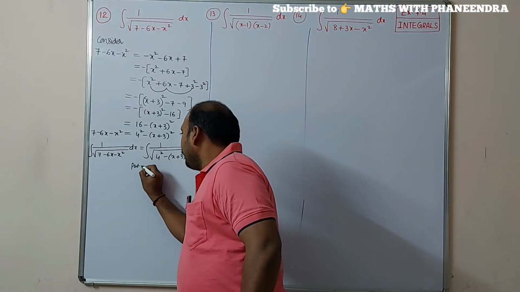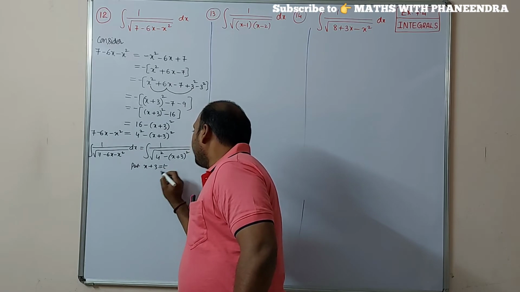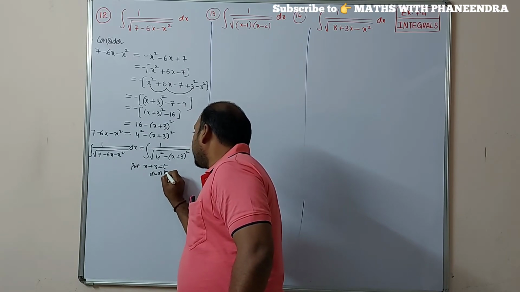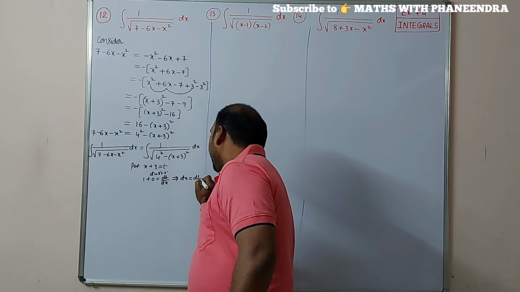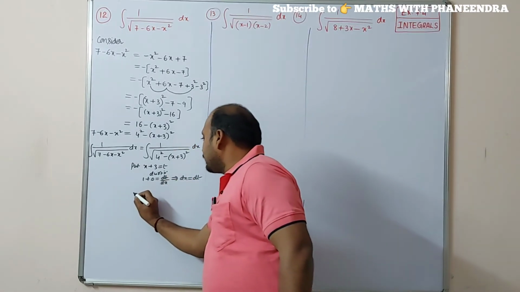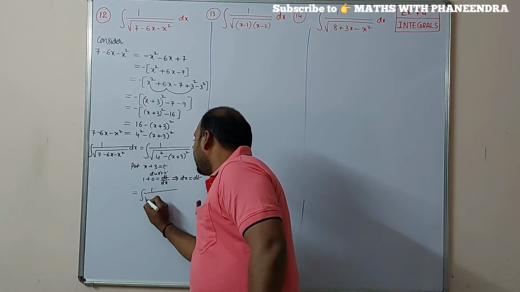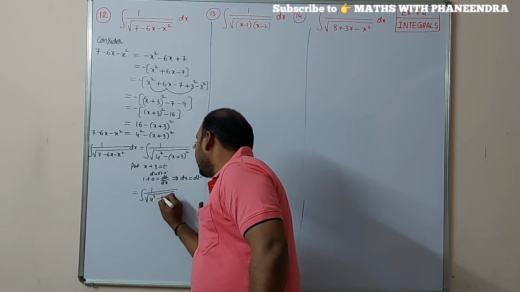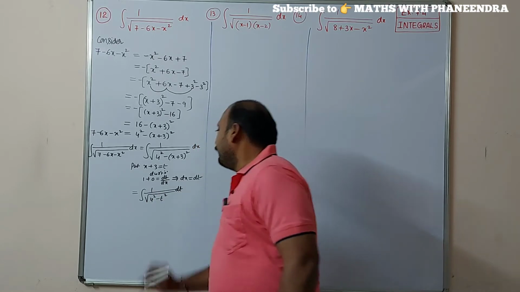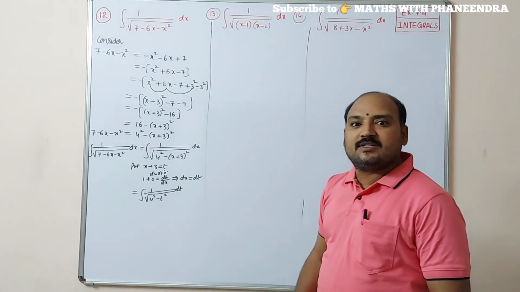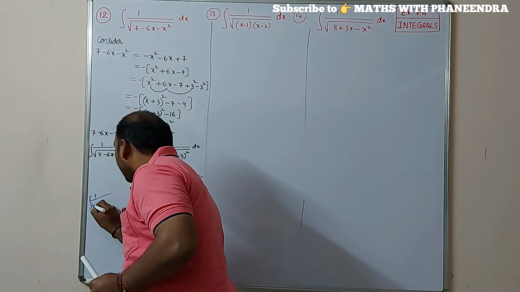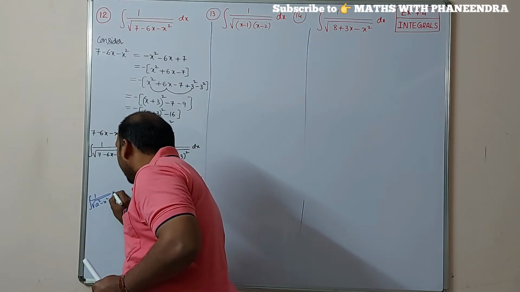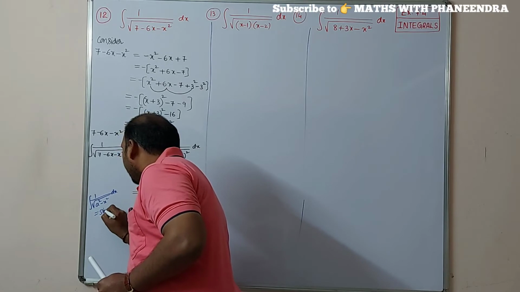Now put x plus 3 is equal to t, differentiate with respect to x. So 1 plus 0 is equal to dt by dx, cross multiply. So dx is equal to dt. So it becomes integral 1 by square root of 4 square minus t square into dt. Using the formula, integral 1 by root of a square minus x square dx is equal to sine inverse x by a.